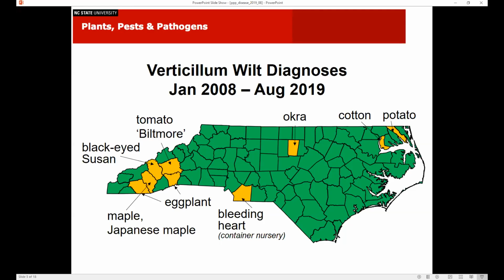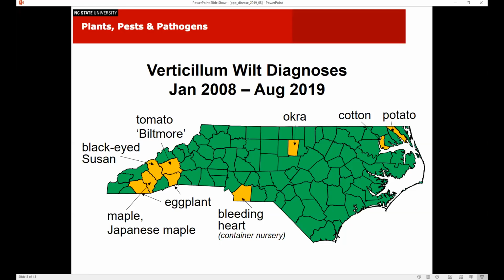So the black-eyed Susan was actually from one of her research plots. Maple, the most recent one, and an earlier Japanese maple there in Buncombe County, a couple of eggplant samples, which is one of the hosts that is really susceptible to Verticillium. And that tomato, which unfortunately was a variety called Biltmore that's, at least they looked it up online, supposed to be resistant to Verticillium. So I'm not sure exactly what happened there, if we're dealing now with another race or what the reason that particular plant was susceptible.